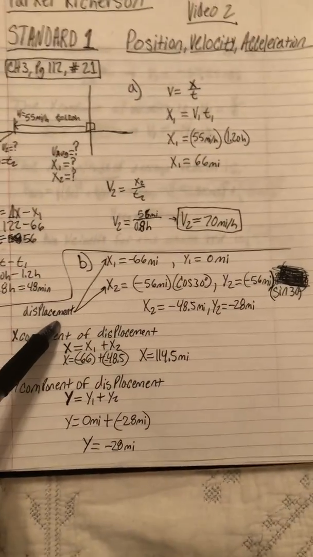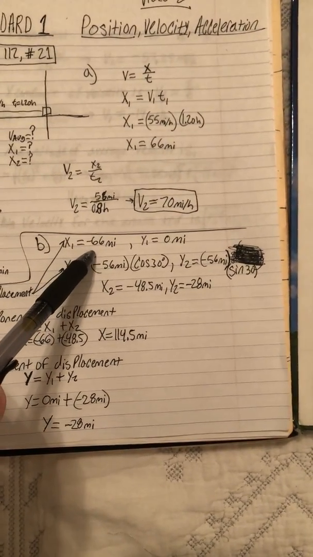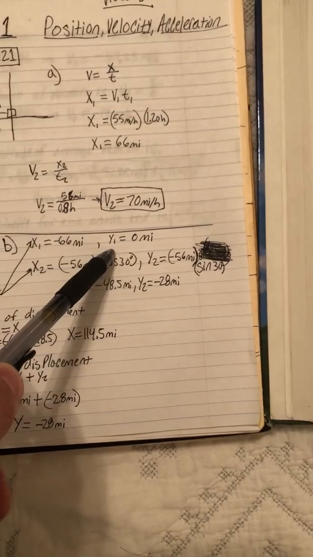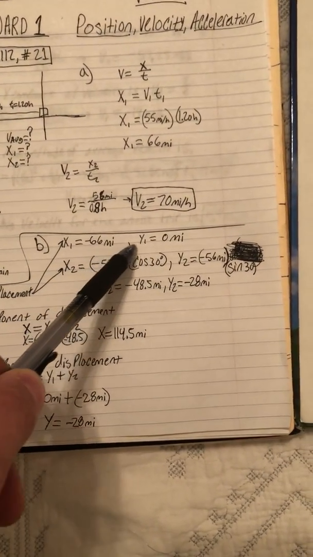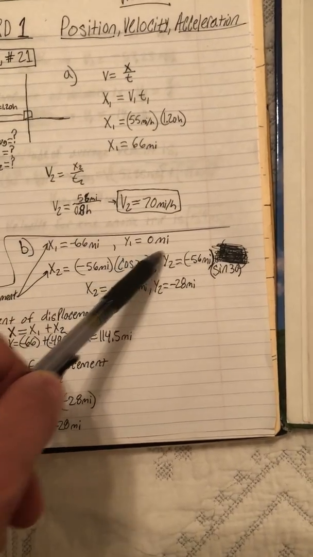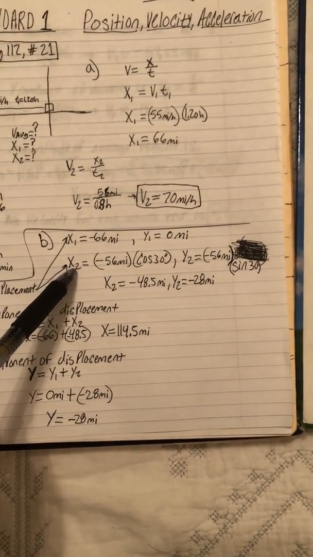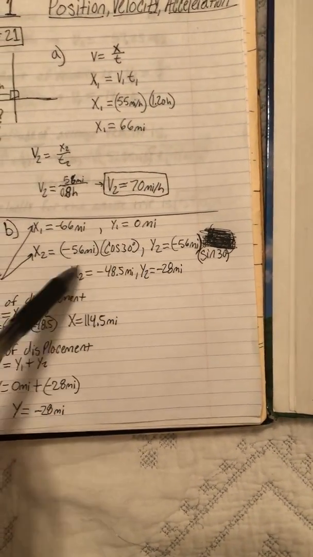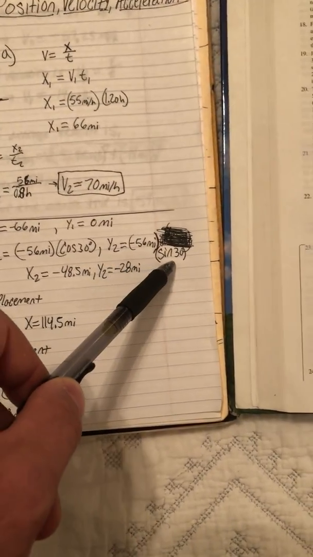Now for b, we want to find the displacement of the component x1, which is negative 66 miles, and the displacement for component y1 is 0 miles. The displacement for the component x2 is negative 56 miles cosine 30, and the displacement for y2 is negative 56 sine 30.